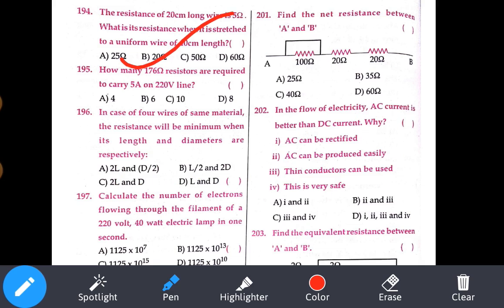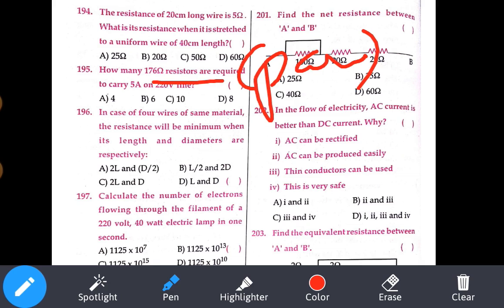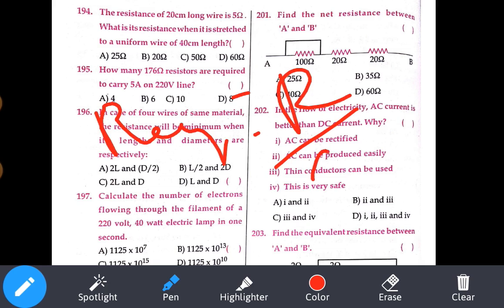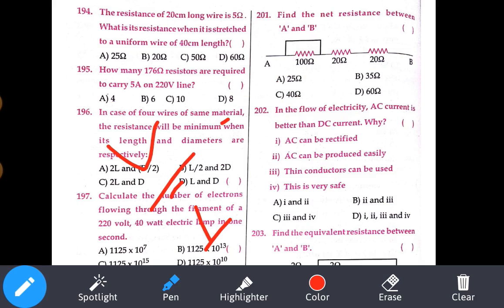How many 176 ohm resistors are required to carry? See here, they have not given the connection, so something is missing. It is a parallel connection. How many 176 ohm parallel resistors are connected to carry the current? In parallel connection, what is the formula? R equivalent is equals to R by N. So V is equals to IR, so V by I is equals to R by N.